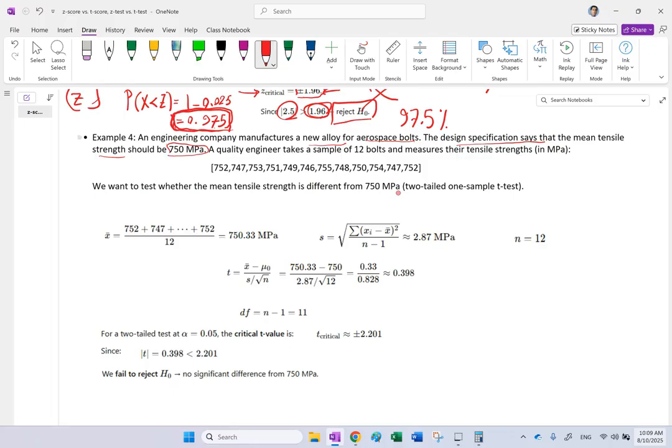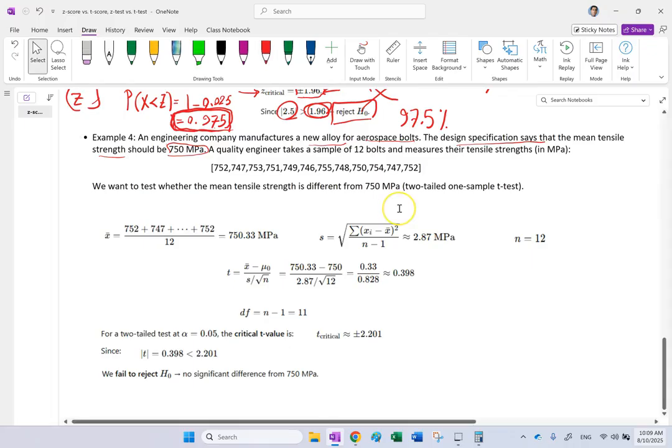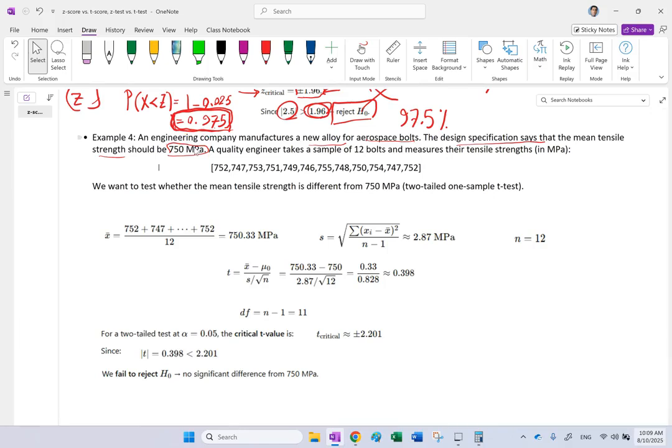Do you know the standard deviation of these bolts? No. In this case, I have no idea what sigma is, because I don't have enough data to calculate sigma. And you might say, if you don't have enough data, how do you know mu? Because mu and sigma come from the population, right? Not necessarily. The mu does not come from the population all the time.